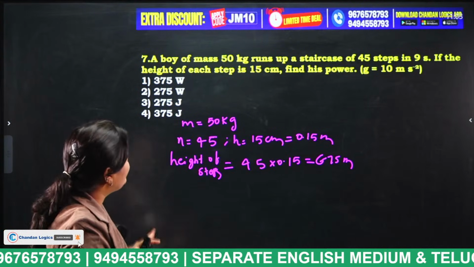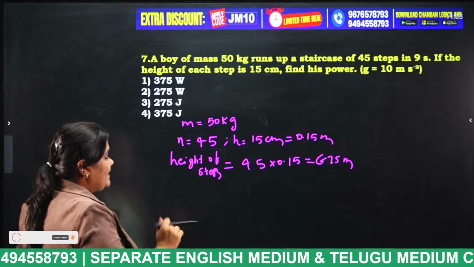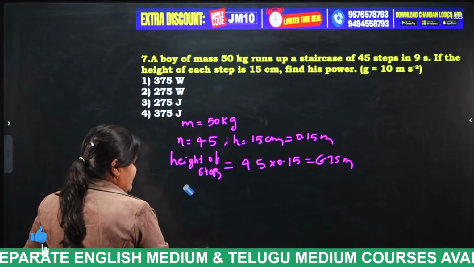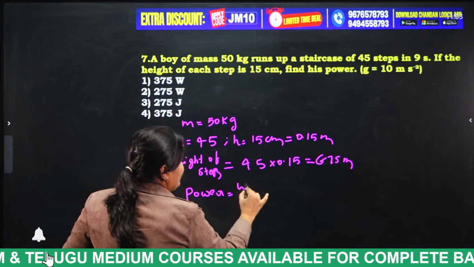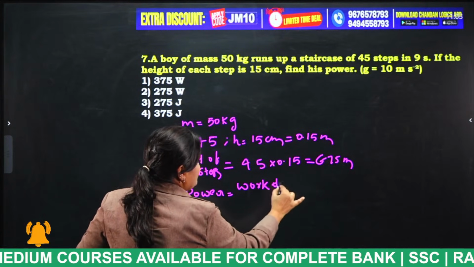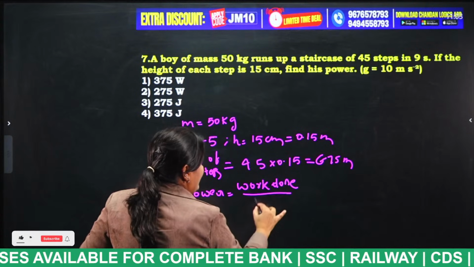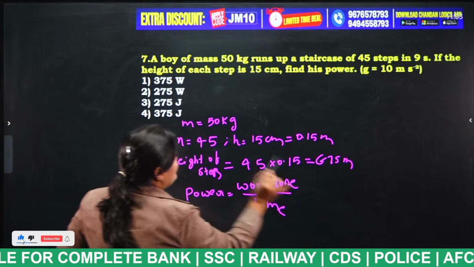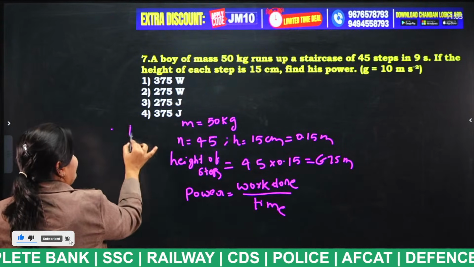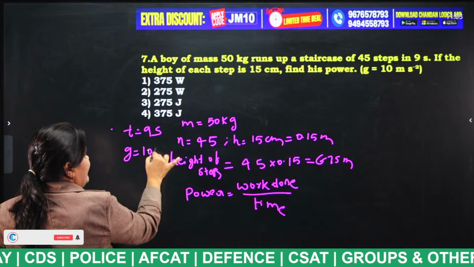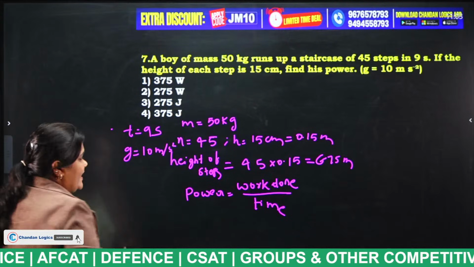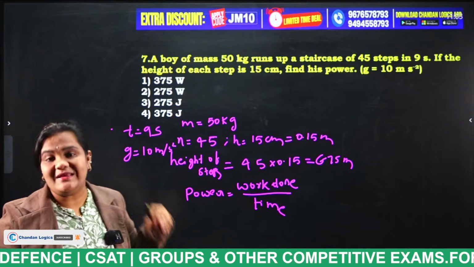Now what do we have to find at first? We have to find the power. So what is the formula for power, students? Power is equal to work done by time. Now what are the given values again? They have given the time is equal to 9 seconds and acceleration due to gravity is equal to 10 meters per second square. Okay, fine. So now we have to find the work done.